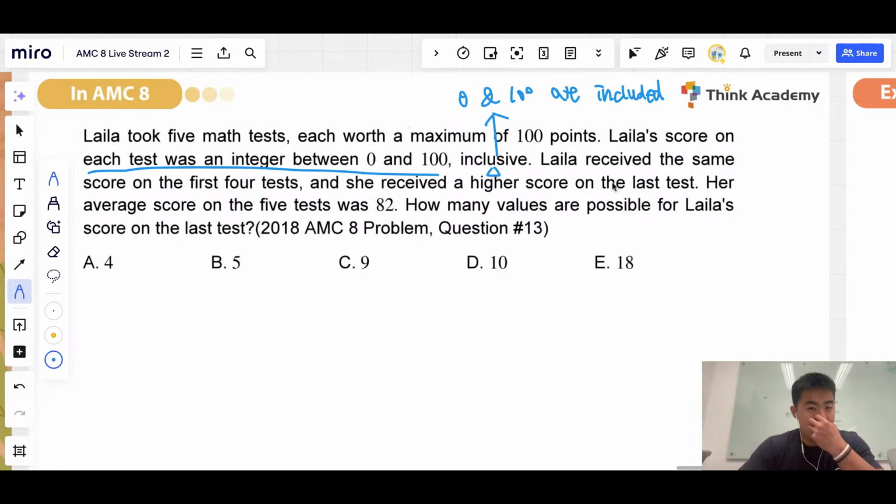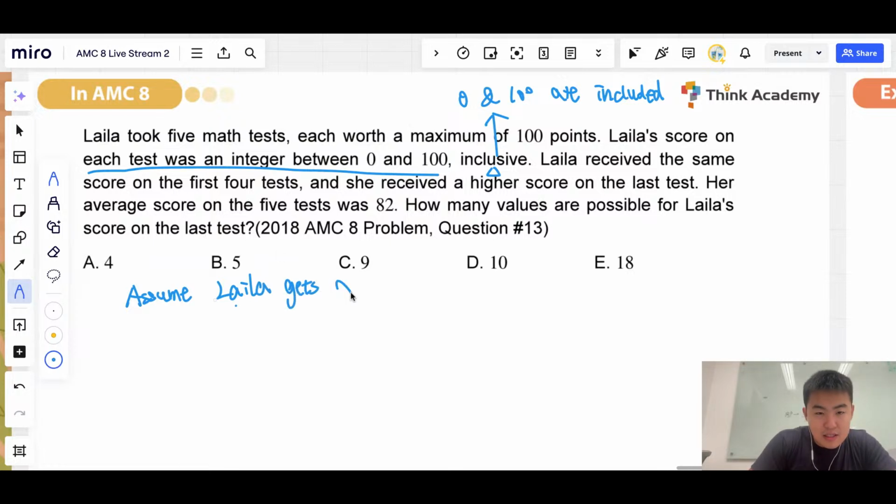Okay, good. So Layla received the same score on the first 4 tests. So let's still use the strategy we applied in the previous problem. Let's assume Layla gets X score on the first 4 tests.